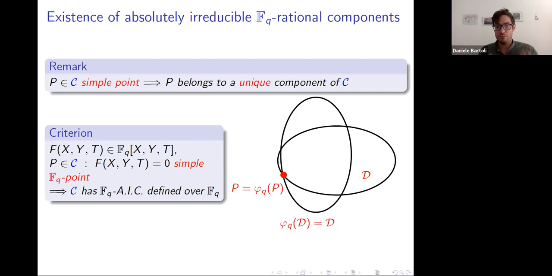If you apply the Frobenius to the component D, you end up with a component passing through phi q of P, which is P. So both phi q of D and D pass through the point P, which is not possible unless these two are the same. So basically you show that this component D is fixed by the Frobenius, so it is defined over Fq, and that's the end of the story. Clearly, this is very easy, but in a few applications, you could apply these criteria in order to show that your favorite curve possesses an absolutely reducible component defined over Fq.